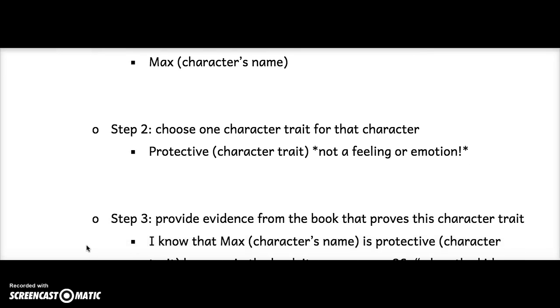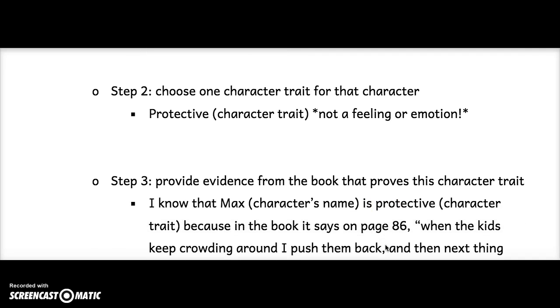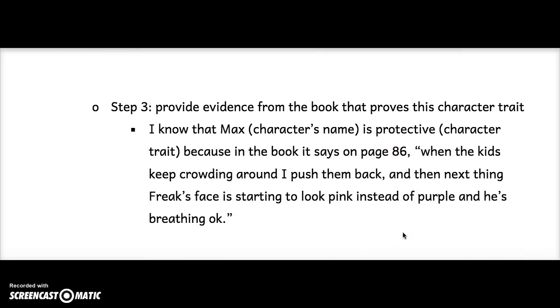So my third step now is to provide evidence from the book that proves that character trait. And so I know that Max is protective. That's my first sentence starter here. And so what I need to do now is think of evidence about when that happens in the book. And there's a lot of times that Max is protective, but the first time I'm thinking of happens on page 86. And what I'm going to do is write that down, and it says, because in the book on page 86 it says, "When the kids kept crowding around, I pushed them back, and then next thing, Freak's face is starting to look pink instead of purple, and he's breathing okay." And that example is from when Freak is choking and Max protects him. So that's one time that Max is protective, and I gave evidence to show that.